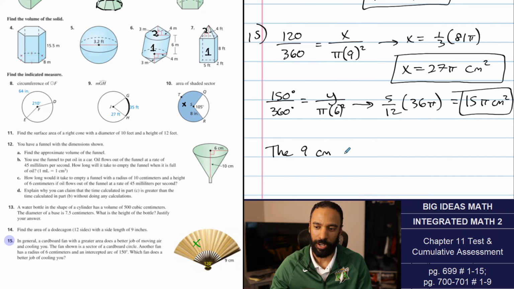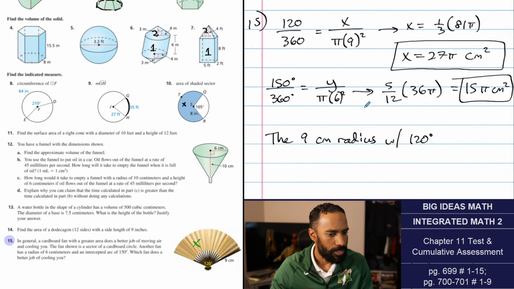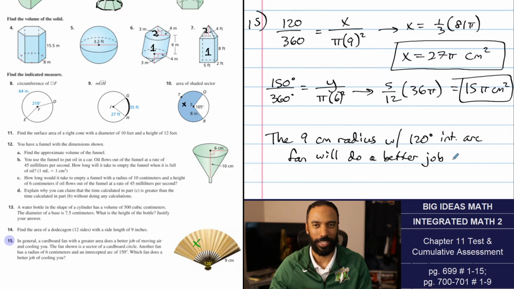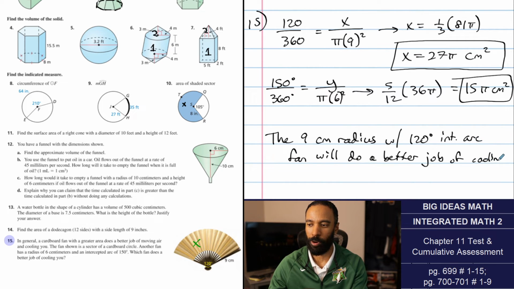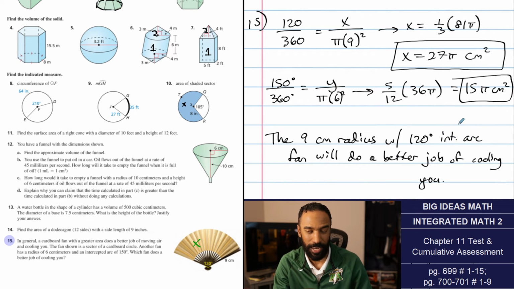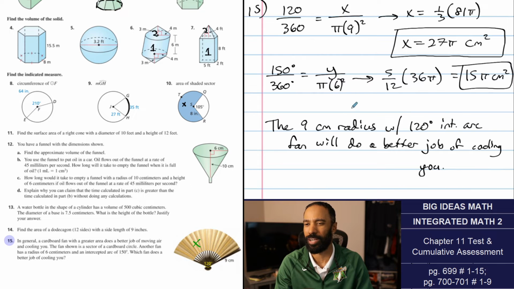Not only is that first fan, the 9 centimeter radius with 120 degree intercepted arc, going to do a better job of cooling you, that one is almost twice as big. Or twice as effective at cooling you. I don't know if that's what they mean. They never said that it's proportional to how much it cools you, that if it has twice as much area, it'll cool you twice as much. That's not necessarily true. But just the more area, the better for sure.